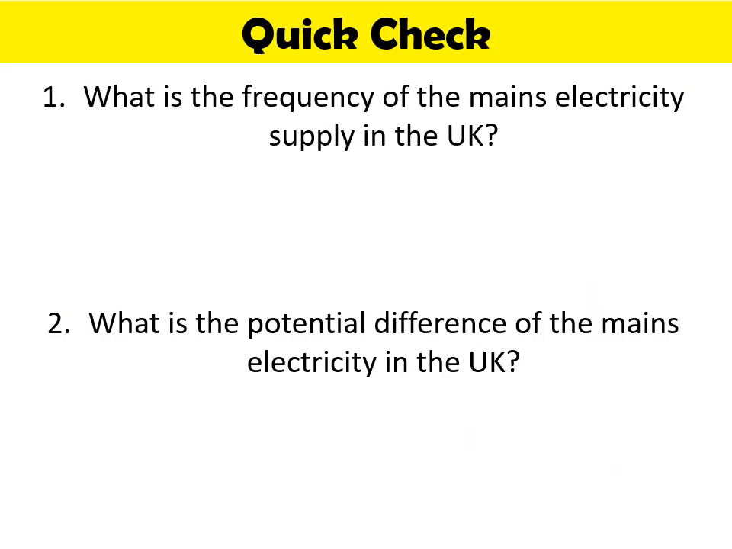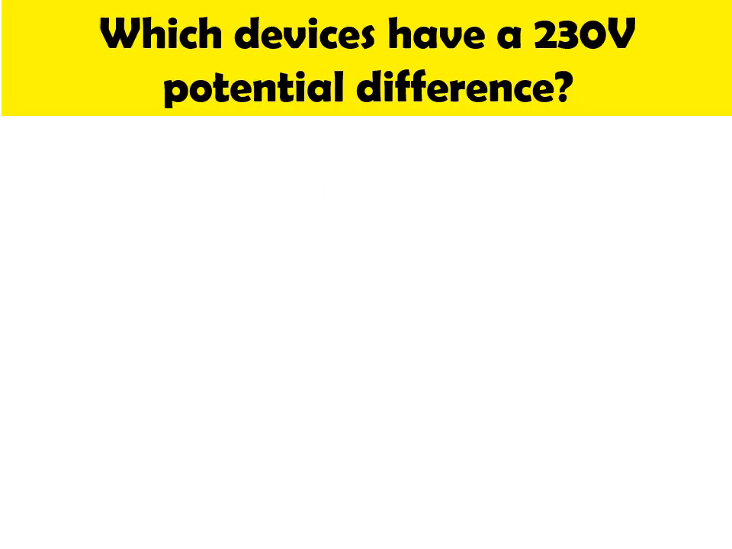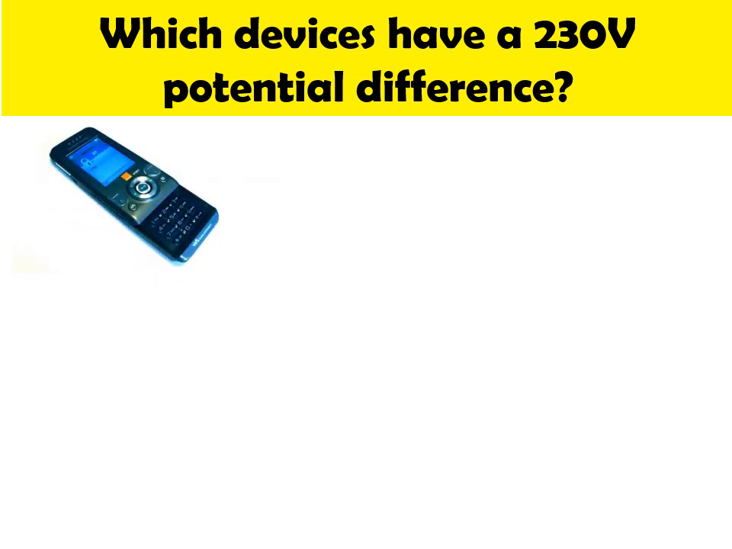So let's do a very quick check. What is the frequency of the mains electricity supply in the UK? 50 Hertz. And what is the potential difference of the mains supply? 230 volts. Now I'm going to show you a few devices. You need to figure out which of the following devices have a 230 volts potential difference.